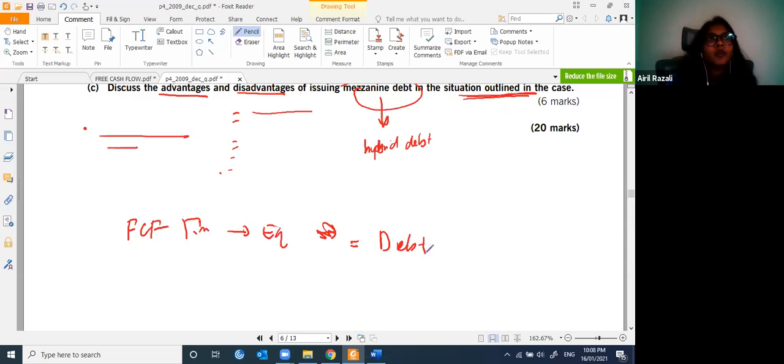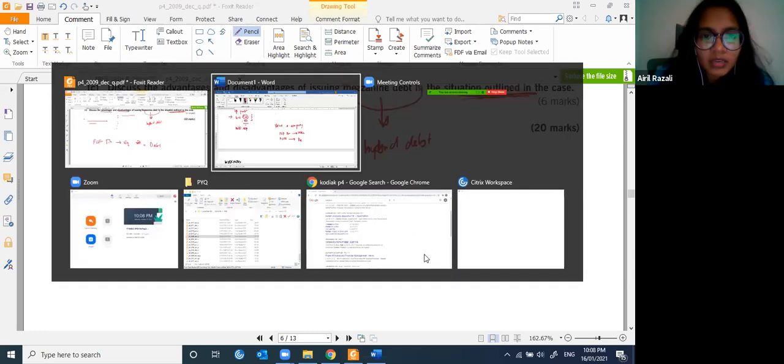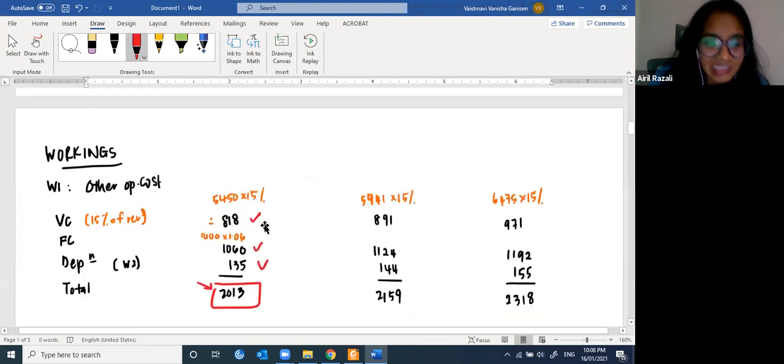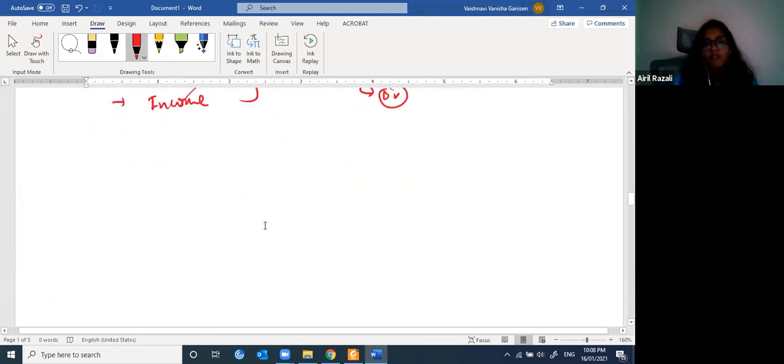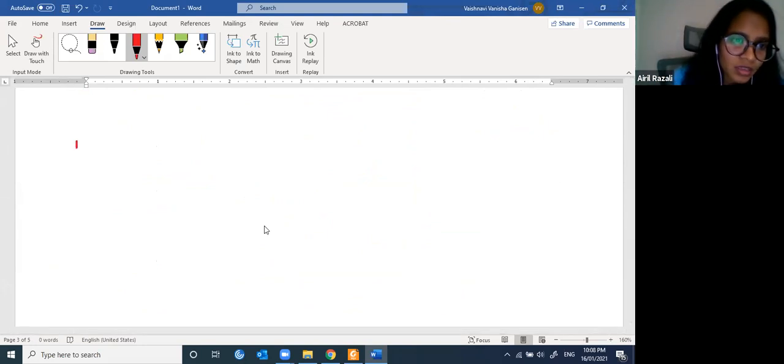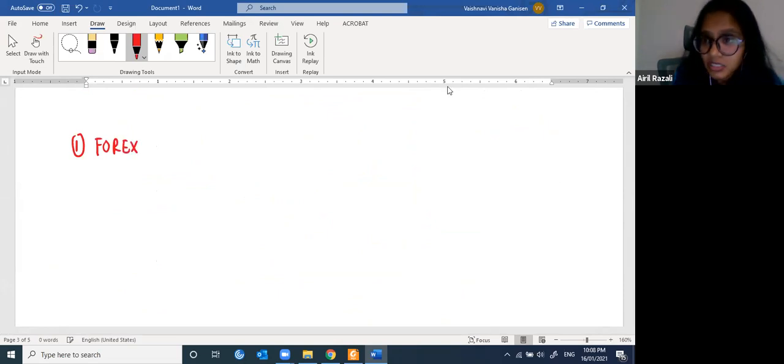Okay, so normally in P4, just to give you a very brief overview, what are the simple topics that you should be able to score full marks? Number one, the simplest topic is Forex. Very honestly, Forex is easy, it is straightforward because you have a format, you have a structure.